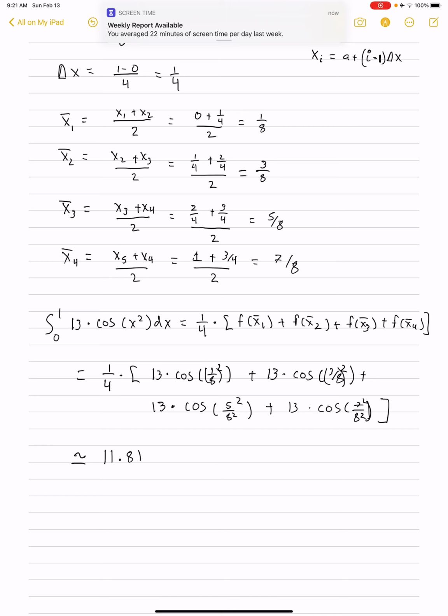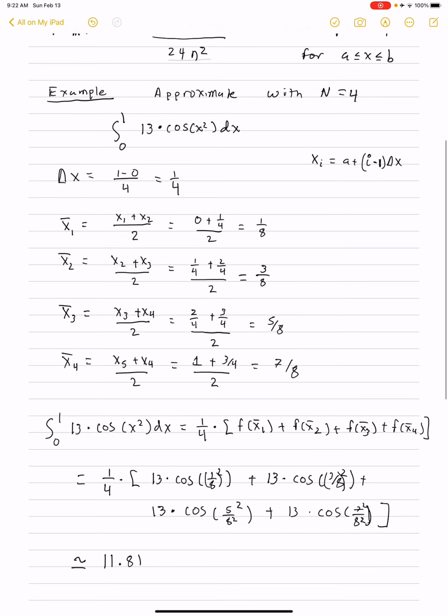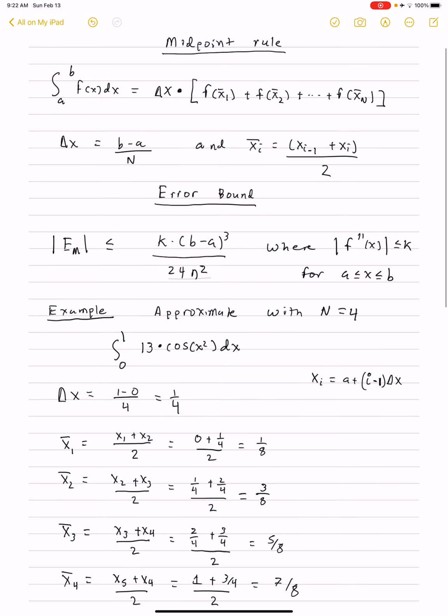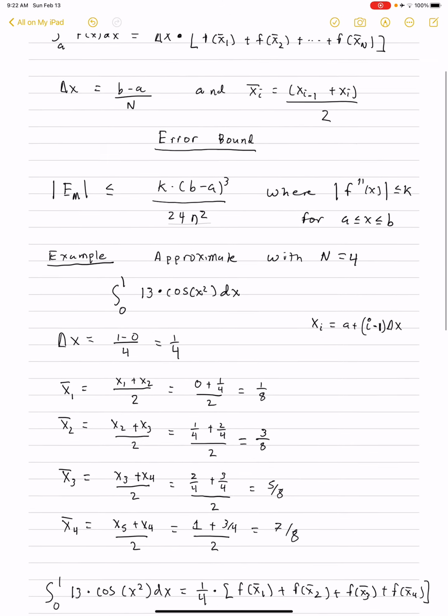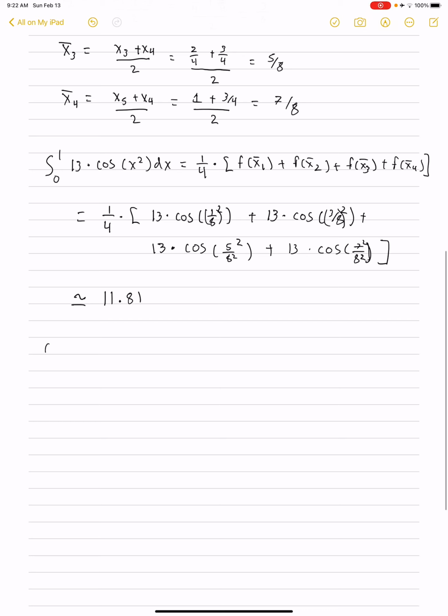Okay, so that is our answer for the midpoint rule, 11.81. I think it might be nice to know the error bound for this. So if we go and ask for the error bound, our question could be, how accurate is this answer?